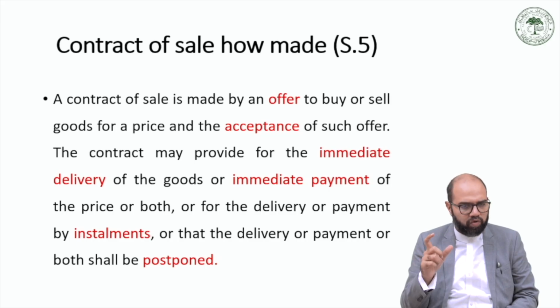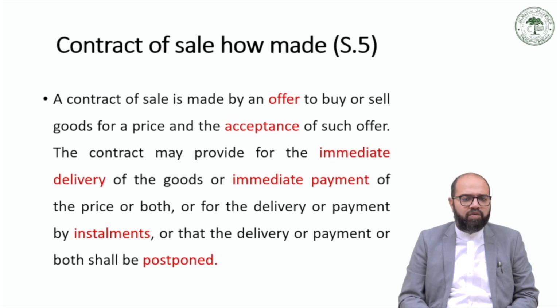However, it is possible that the delivery of the goods may be immediate and the price may be paid later on. Or there could be delivery of the goods in installments, for example. So, let's say that I order 50 different computers from a proprietor, so he may agree that he is going to provide 50 computers in 10 installments each. So 10 consignments in every installment, in which case the delivery is by installments.